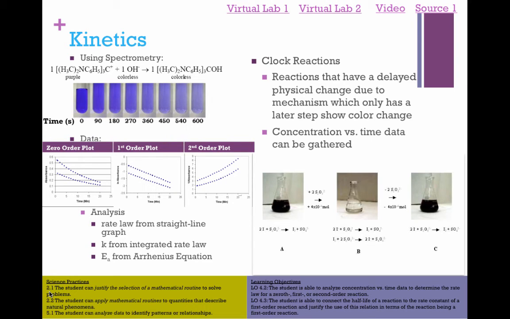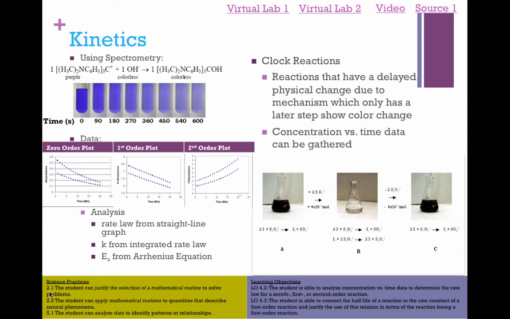And then kinetics. We're going to talk more about this tomorrow. We're probably going to do a clock reaction, except for first period. You guys will have to come in during your study hall or something to see the clock reaction. A clock reaction is something that actually delays its change because the mechanism is so slow. So we'll look at a clock reaction tomorrow. But we use spectrometry or colorimetry, and we looked at the change in color. So it goes from really dark to really light over time.